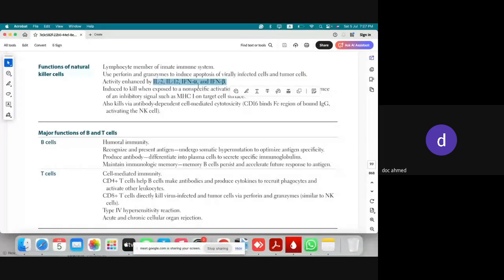Okay. So the next one is the major function of B and T cells. We already know that. Yesterday we discussed, right? B cells are going to make plasma cells. Plasma cells are going to make antibodies. What are the first antibodies made by your B cells? Yesterday we discussed IgM. Perfect.